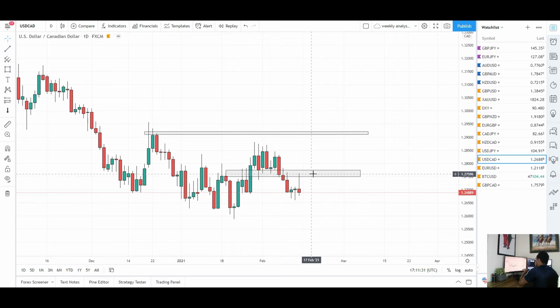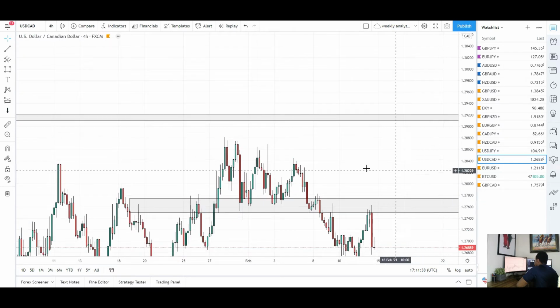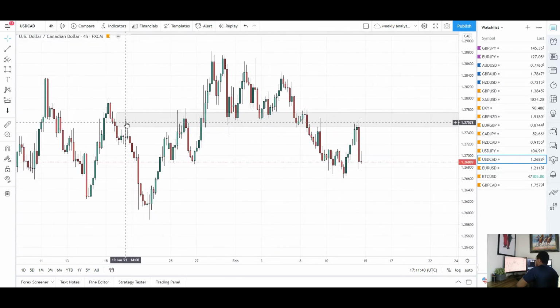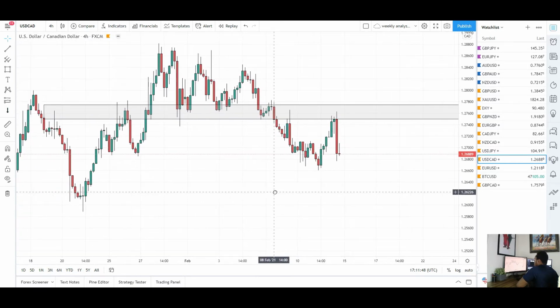Big push to the upside, respected that as a resistance, and now we actually are starting to look very bearish here for USD CAD. So if I jump into the 4H, you can see this is the level that I was talking about. Really nice support and resistance this level was acting at, and as you can see, there's a really strong resistance there and a big push to the downside there for USD CAD.